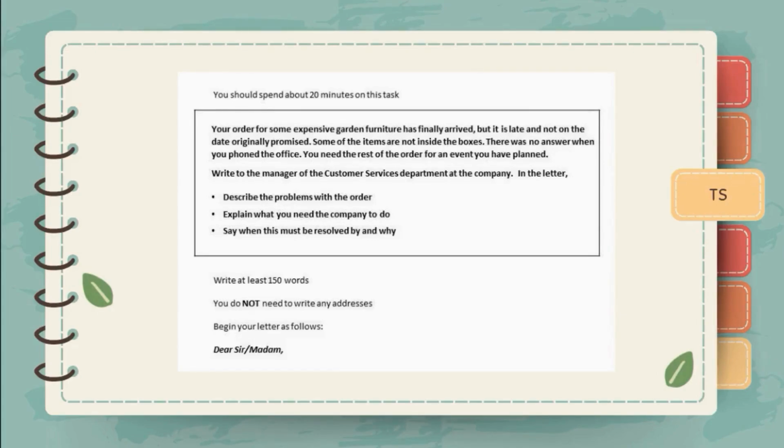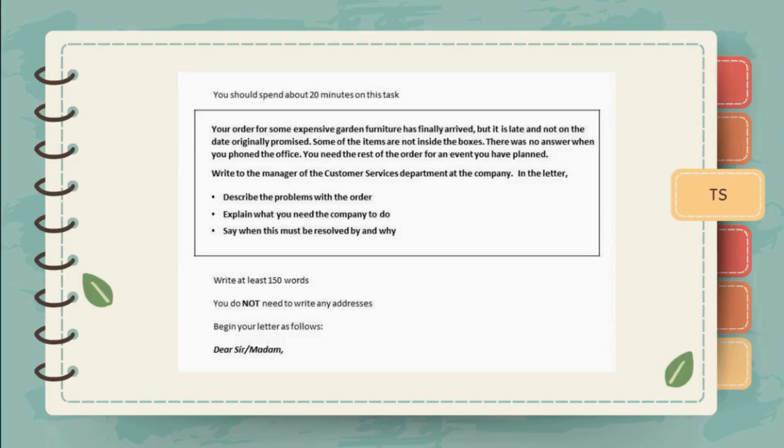You need the rest of the order for an event you have planned. Write to the manager of the customer services department at the company. In the letter, describe the problems with the order, explain what you need the company to do, say when this must be resolved by and why. Write at least 150 words. You do not need to write any addresses. Begin your letter as follows: Dear Sir, Madam. And that is how you would start it.